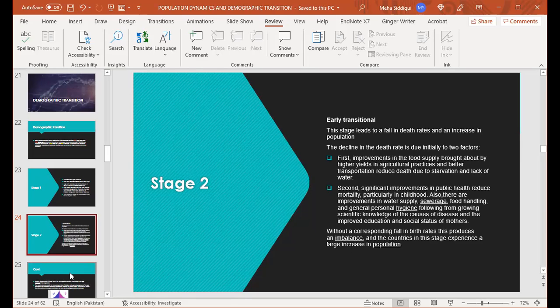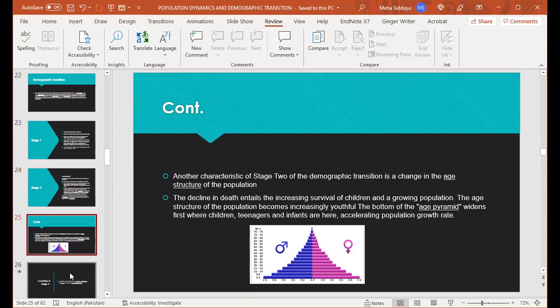And without a corresponding fall in birth rates, this produces an imbalance, and the countries in this stage experience a population explosion. So the main feature to remember in stage two is that we can experience population explosion. And another characteristic feature of this stage is a change in the age structure of the population. Because the decline in death rate entails the increasing survival of children and a growing population, the age structure of the population becomes increasingly youthful. The bottom of the age pyramid widens first, where children, teenagers, and infants are, accelerating population growth.